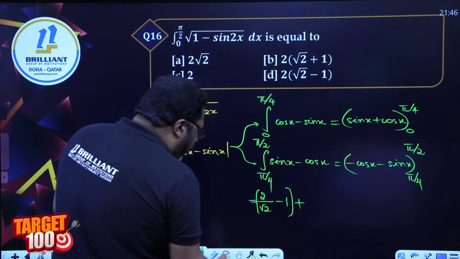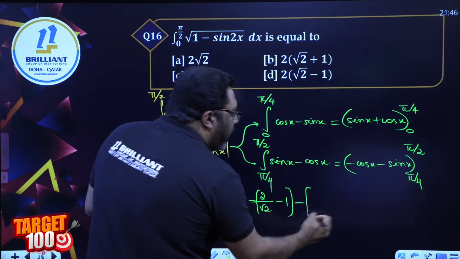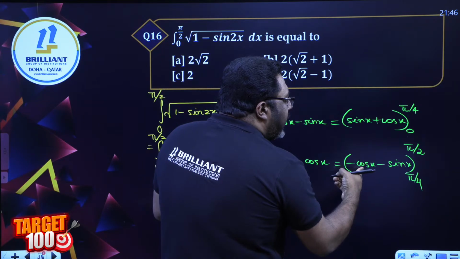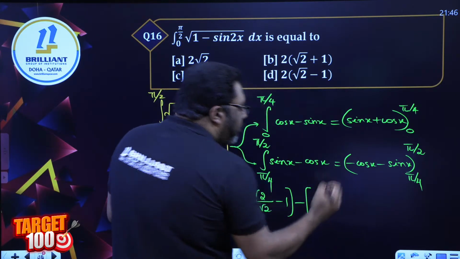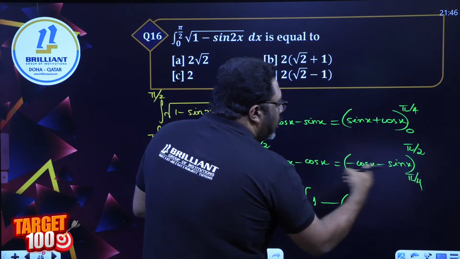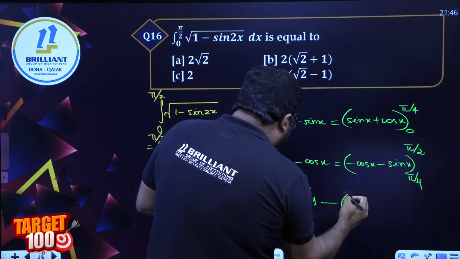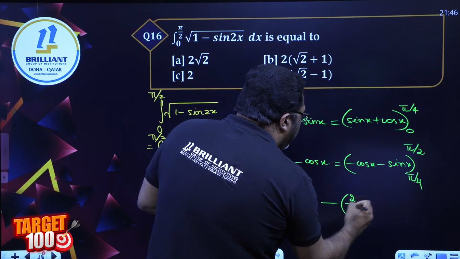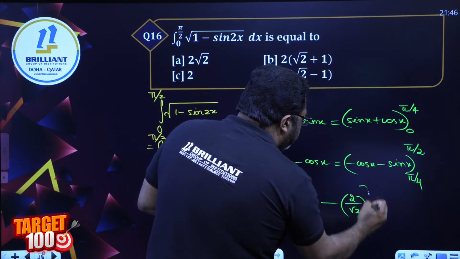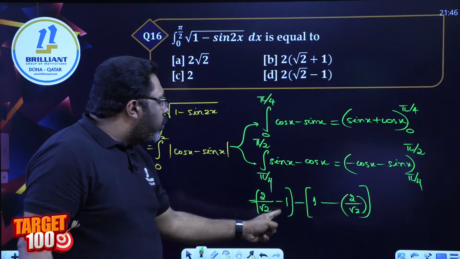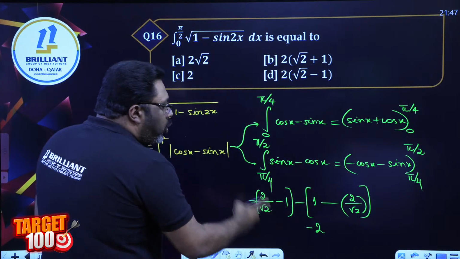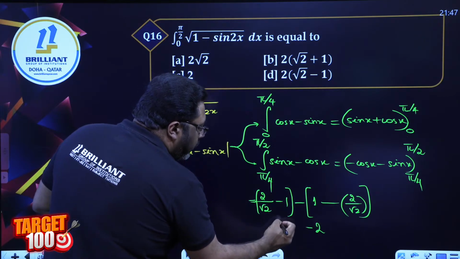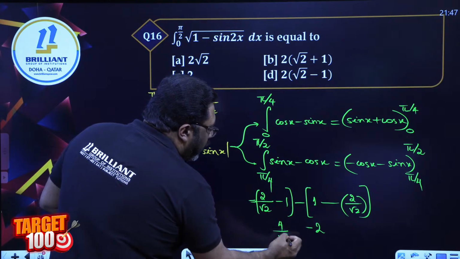The second one is completely minus. So I'm taking the minus out. Cos 90 is 0, sine 90 is 1, minus. Cos pi by 4 is 1 by root 2, sine pi by 4 is 1 by root 2, again 2 by root 2. So this is minus 1, minus 1, minus 2. 2 by root 2 plus 2 by root 2, 4 by root 2.